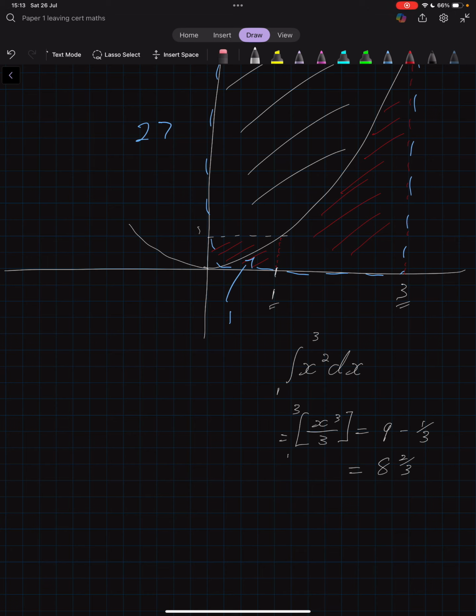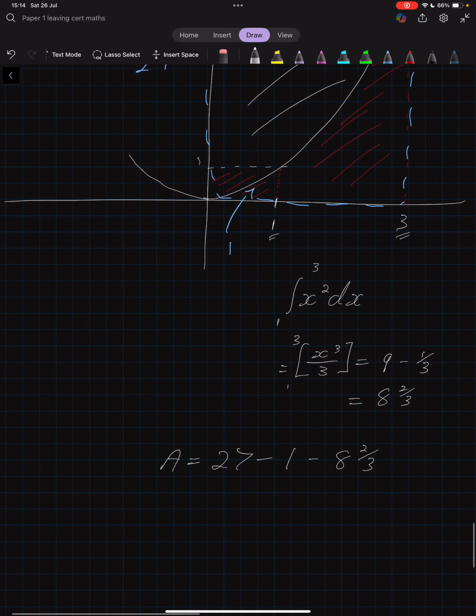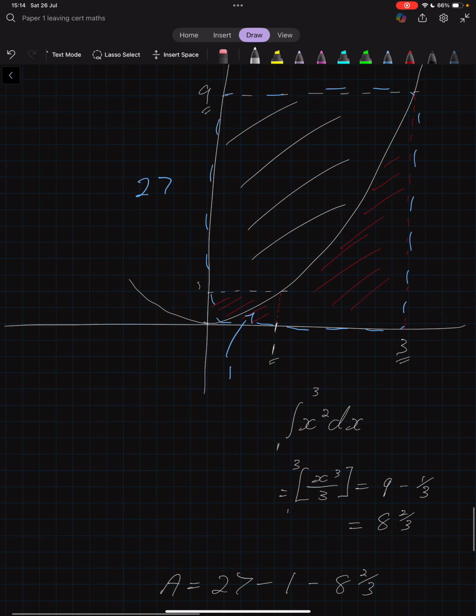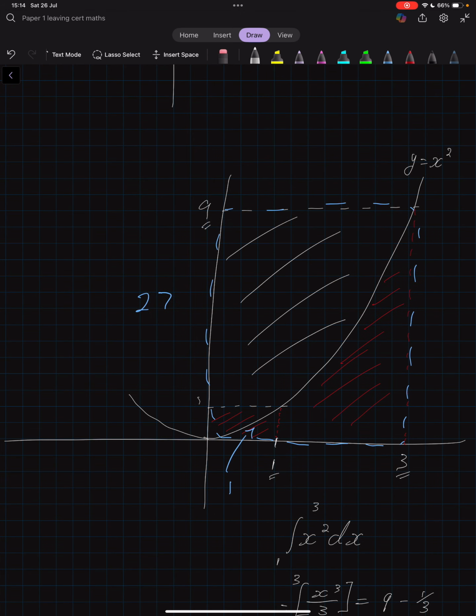So the area that they're looking for is going to be the total area minus these two little areas, which is minus 1 and minus 8 2/3. So it's minus 9, so it's going to be 17 1/3. Okay? So that was kind of hard.